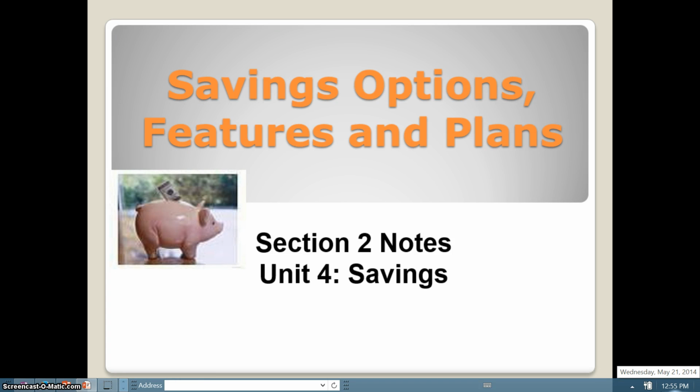Right, well, welcome to Unit 4, Section 2 notes. Now we're going to learn about the savings options and their features and the different ways in which you can plan to save more effectively.